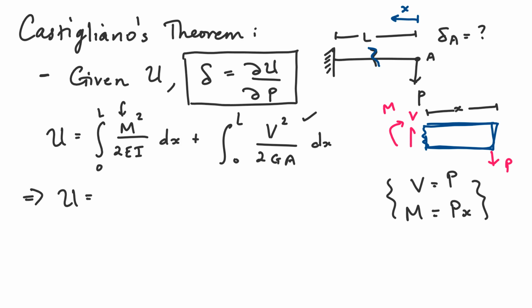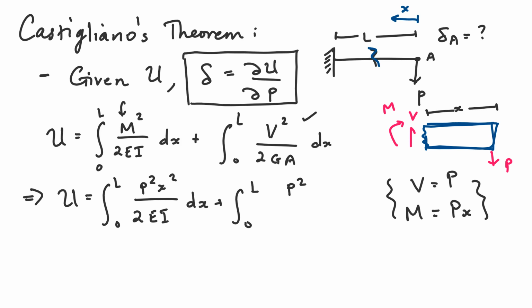Now we plug this in, so we get that the strain energy is equal to the integral from 0 to L of P squared x squared over 2EI dx, plus the integral from 0 to L of P squared over 2GA dx, because V is just P. Alright? And let's keep going.